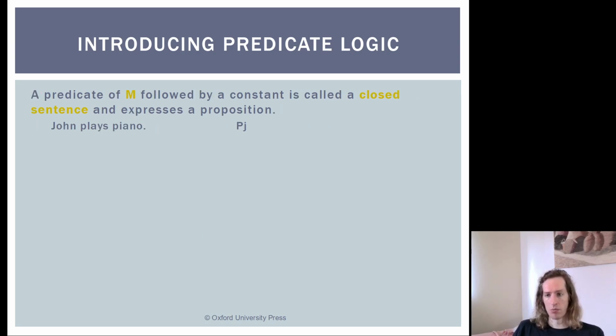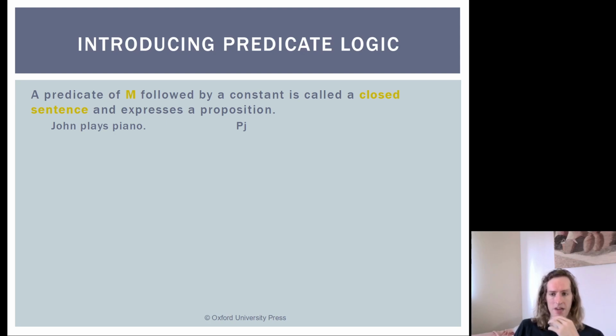A predicate followed by a constant is called a closed sentence and expresses a proposition. If we have something like John plays the piano, we could represent this as Pj, where the lowercase j stands for John. I'm going to emphasize this because it can be a little bit confusing. A lot of the specific terms that we use constants to represent are going to be things like proper nouns. So intuitively, it's a little bit confusing to represent John as a lowercase j and this property that John has with a capital P in front of it. But that's just the way it is here. I'm flagging it so that you can keep that in mind.